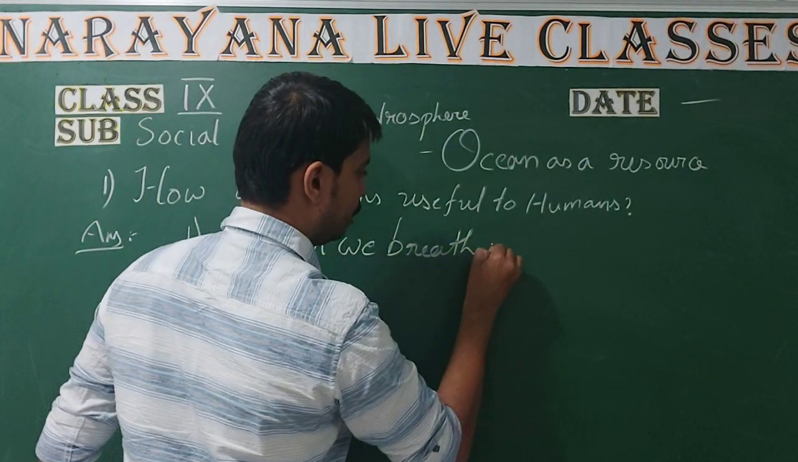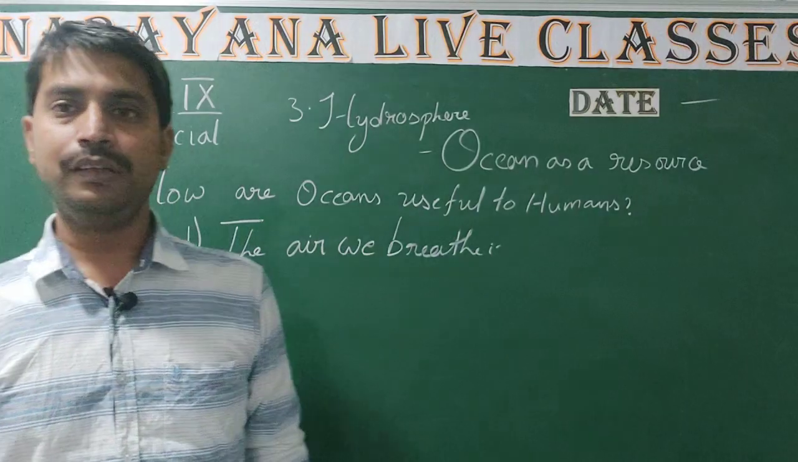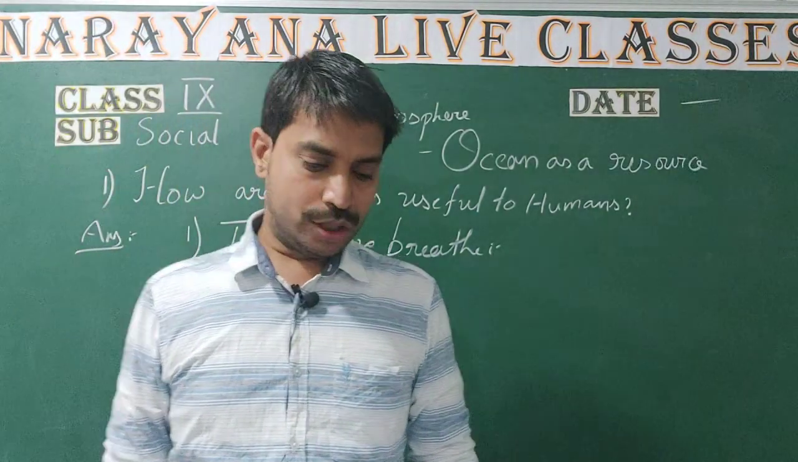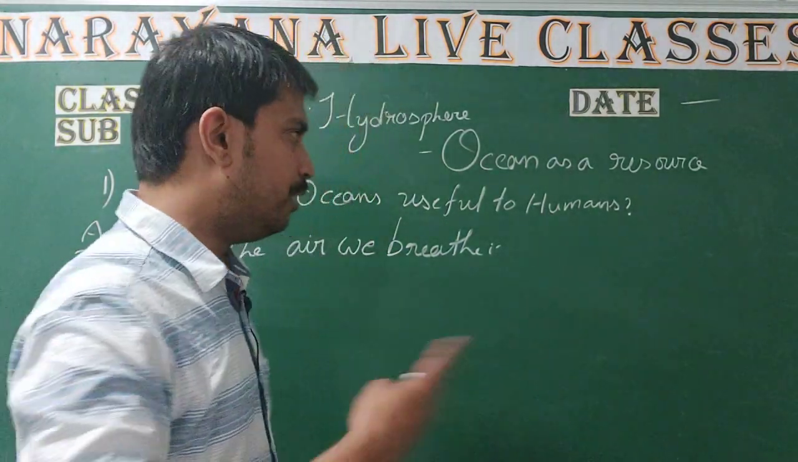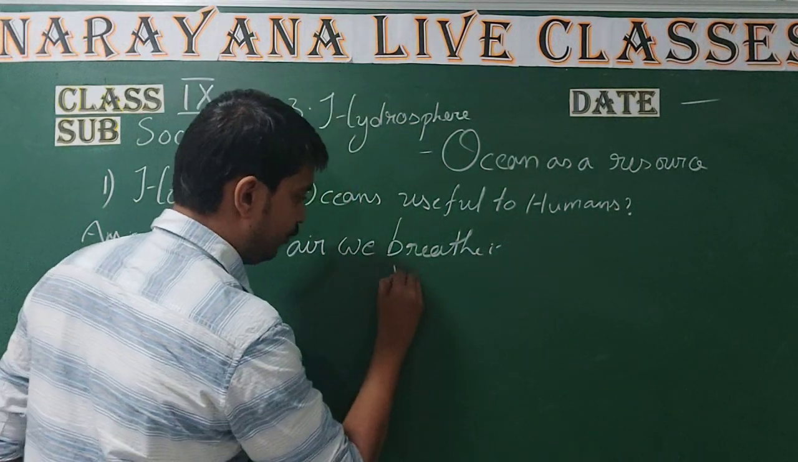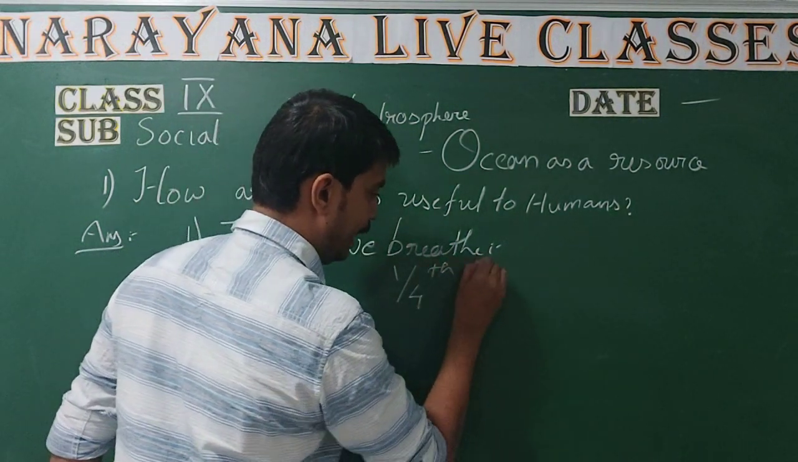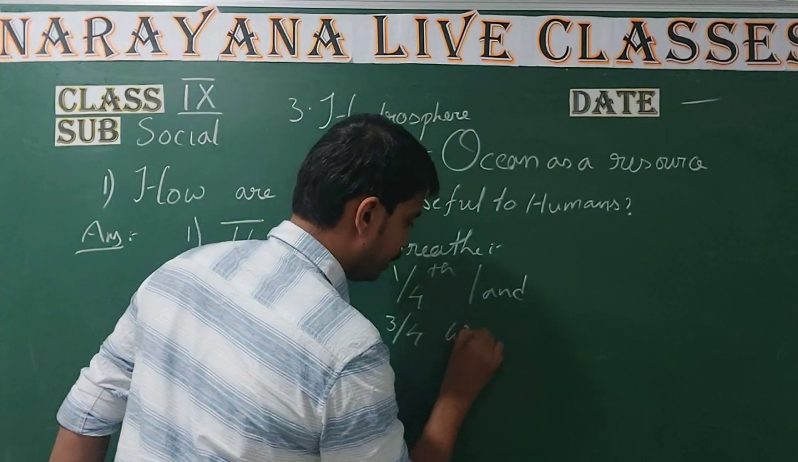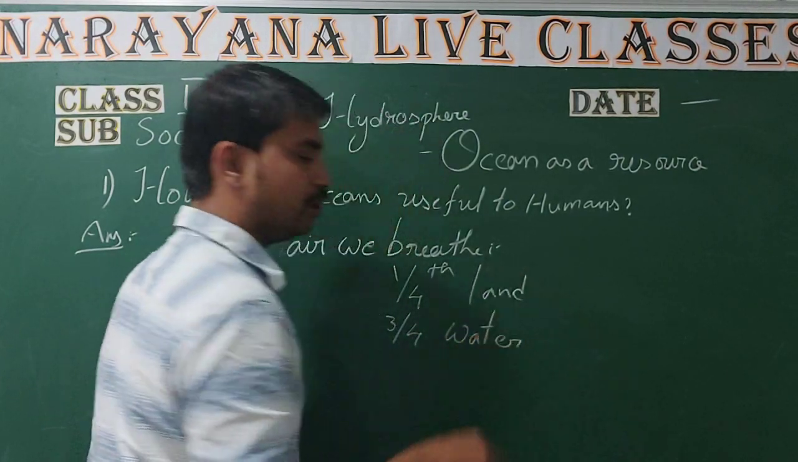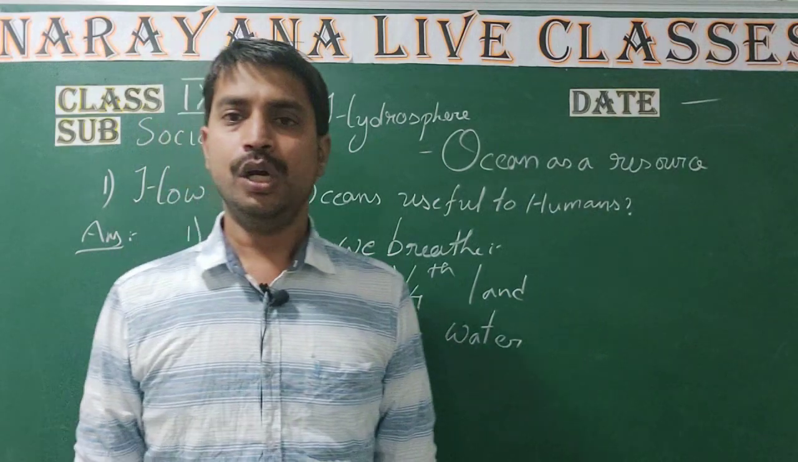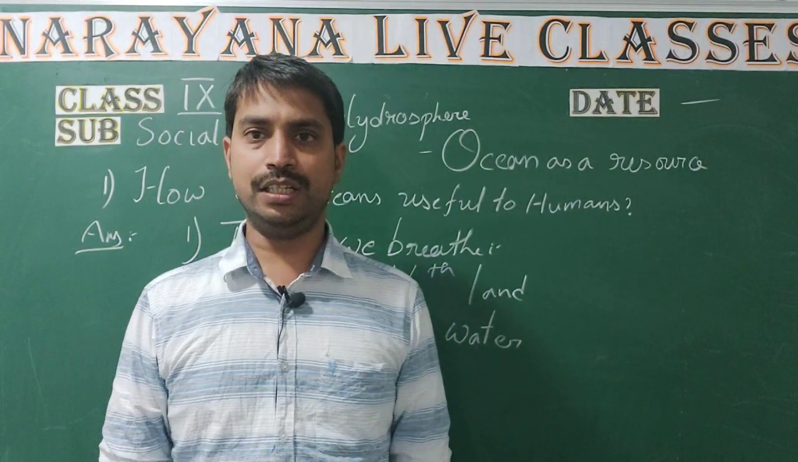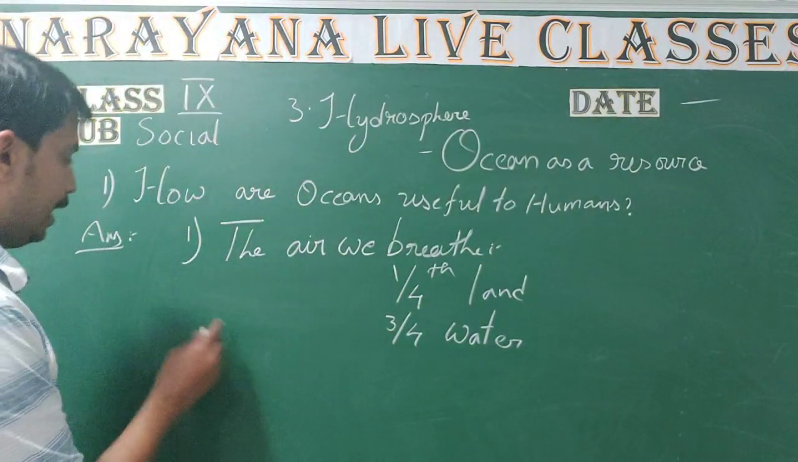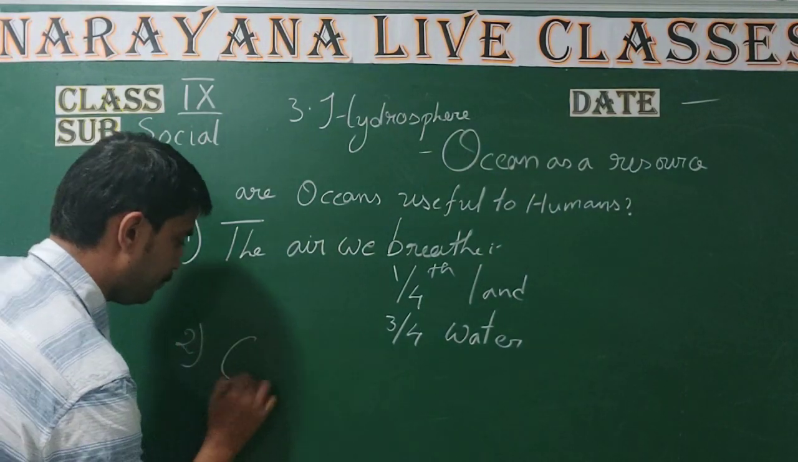The air we breathe. In the sense, from oceans, if we compare throughout the world, the landform is about 1/4 part and 3/4 part is water. So, more availability of oxygen comes from the ocean part. Clear, children? And coming to the second point, climate regulation.